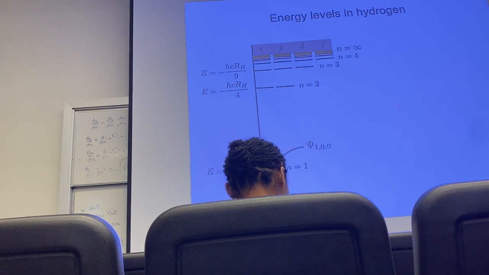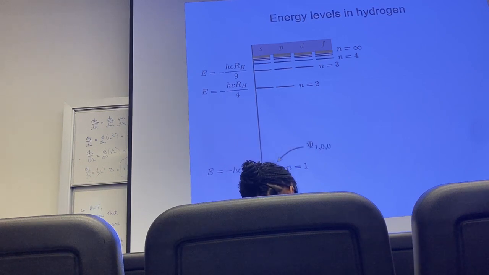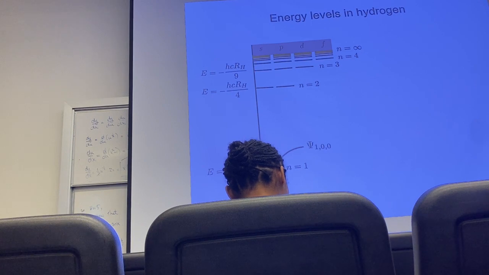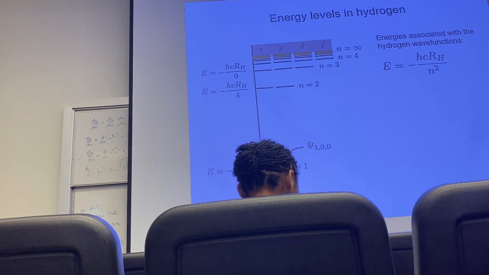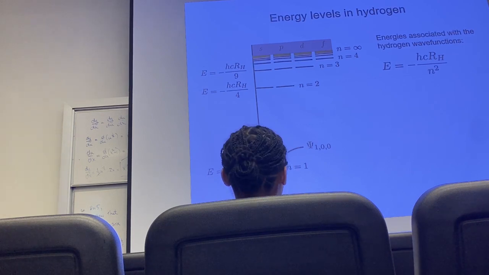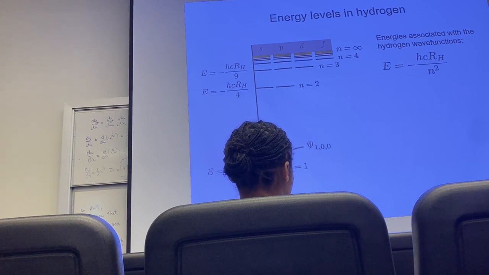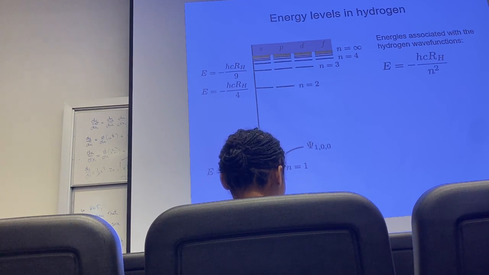The lowest one, this guy, is psi 1, 0, 0. That's the ground state. It has a certain energy. The energy here is indicated in kind of a shorthand notation. Okay? It's written as hc RH divided by n squared. N squared is a principal quantum number, that's the main thing, so n is changing. And then there's a bunch of constants up on top in the numerator. H, C, you know what they are, and then RH, maybe you haven't seen that one, but that is the Rydberg constant. Okay? The Rydberg constant.